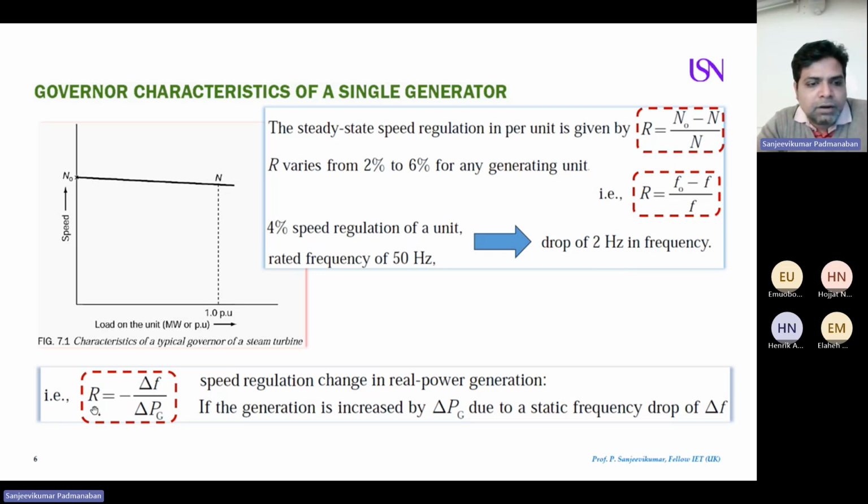Or I can say R is equal to minus delta F by delta PG, where delta PG is the generation increase due to a static frequency drop of delta F. So this is a standard formula for calculating your frequency regulation with respect to the power generation, a small change in the power generation with respect to the static frequency changes. Do you have any questions on this slide?